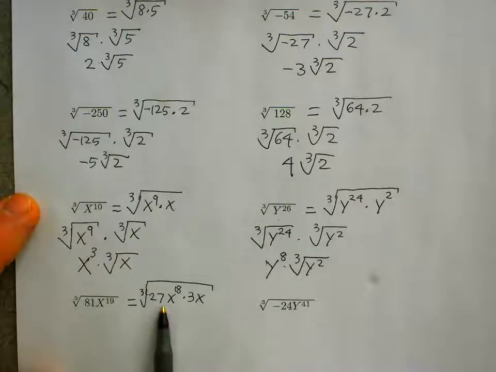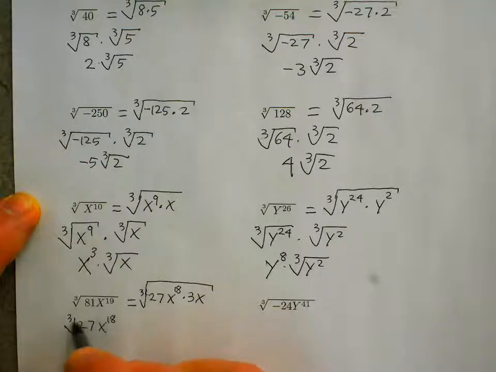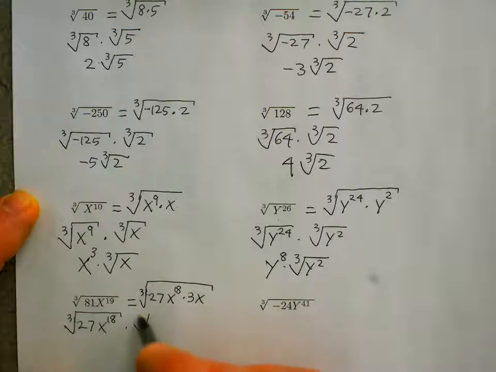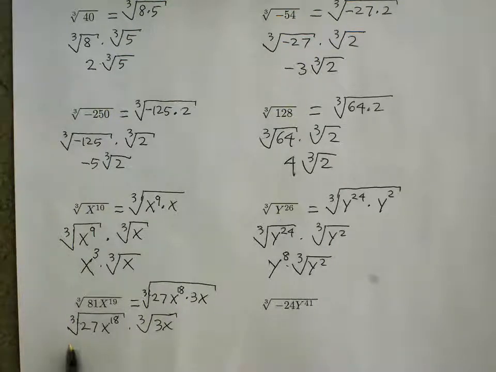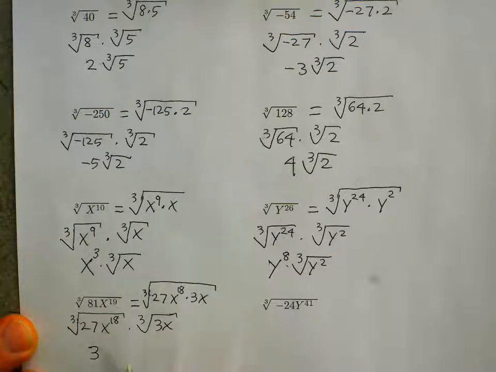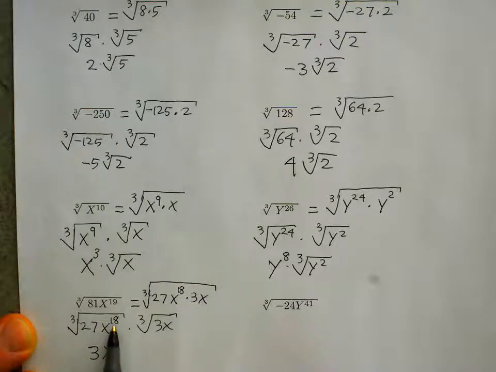And you can verify that you're doing it correctly by multiplying. Okay, then the cube root of 27 times x to the 18th times the cube root of 3x. We simplify the cube root of 27 times x to the 18th. The cube root of 27 is 3. The cube root of x to the 18th is x to the 18 divided by the index 3, which is 6. So 3x to the 6th times the cube root of 3x.